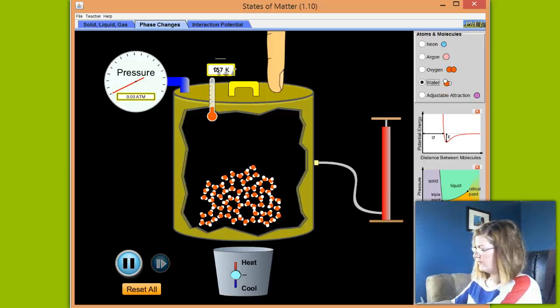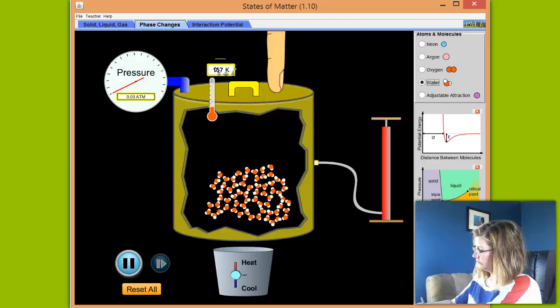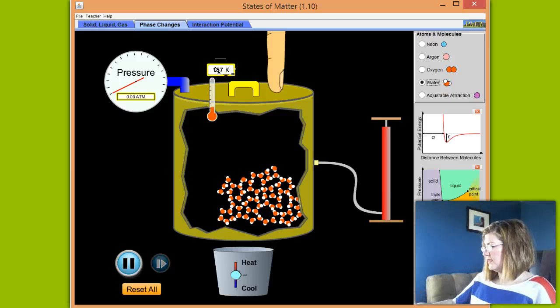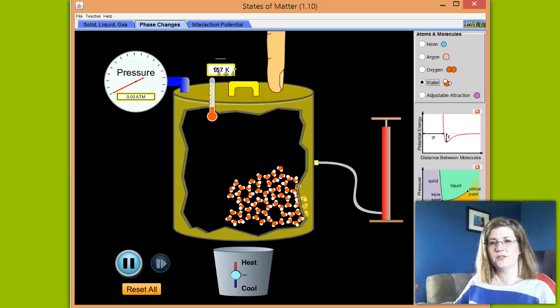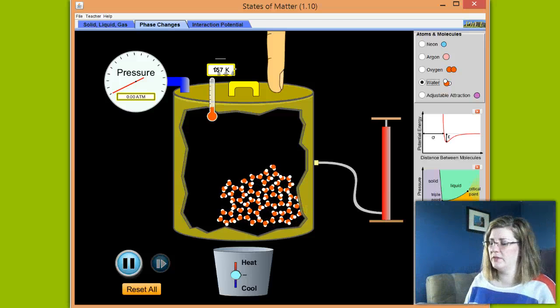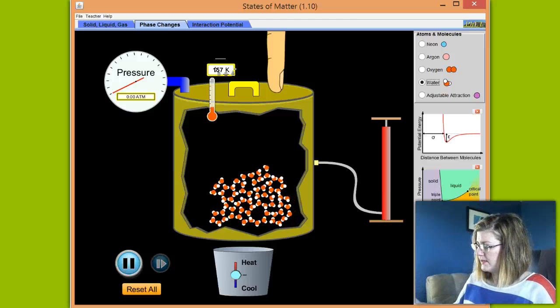Minus 116 degrees C. Is that right? I think that's right. Minus 116 degrees C. So that's super duper cold. That's way colder than ice needs to be, right? We need ice at 0 degrees C.